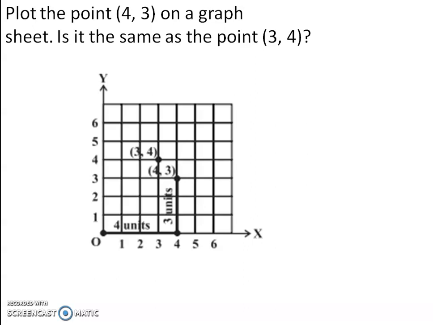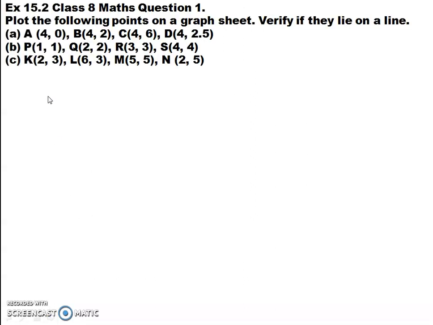Hope you understood how to plot a given point on the graph. So from today you will be needing your graph notebook. Okay. Next, plot the following points on a graph sheet. Verify if they lie on a line. Now what is a linear graph? That was your topic's name. Linear graph is a special type of line graph which represents a straight line.